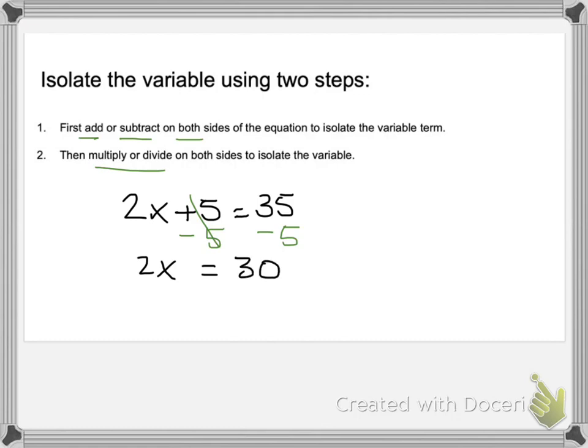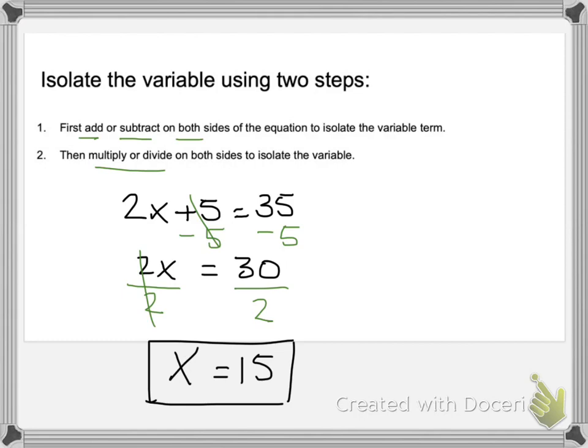Now my next step is to multiply or divide on both sides. Since I have a 2 smashed up against my x, it means it's being multiplied. So the opposite of multiplication, we have to divide by 2 on both sides. 2 divided by 2 will give me 1, so I'm left with my 1x, and 30 divided by 2 will give me 15. Okay, we've done these before. Let's add in an inequality.